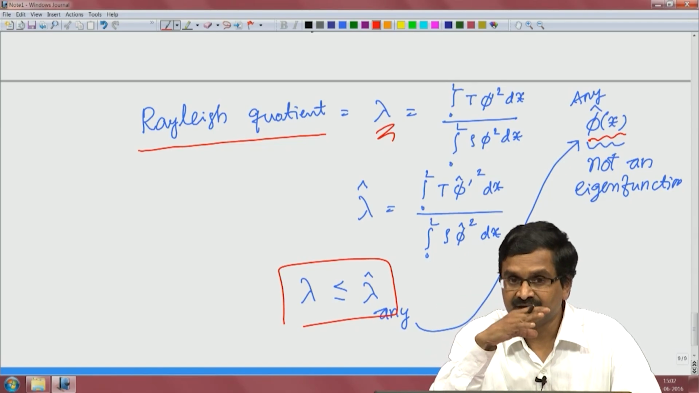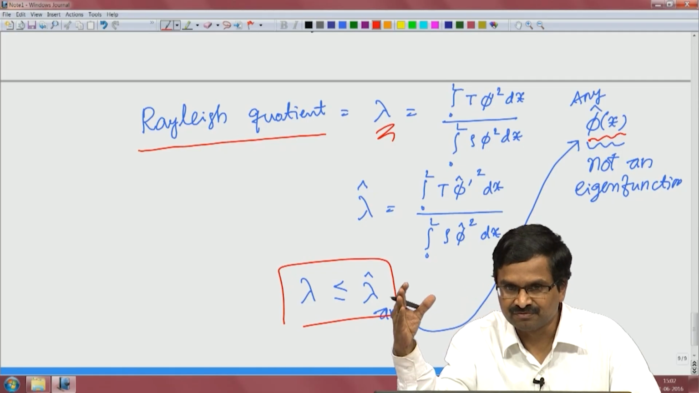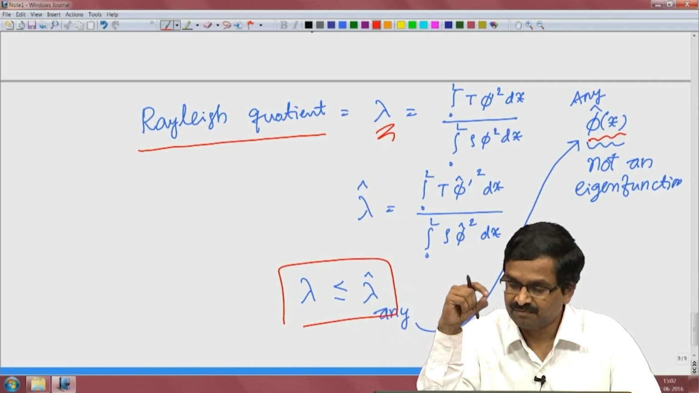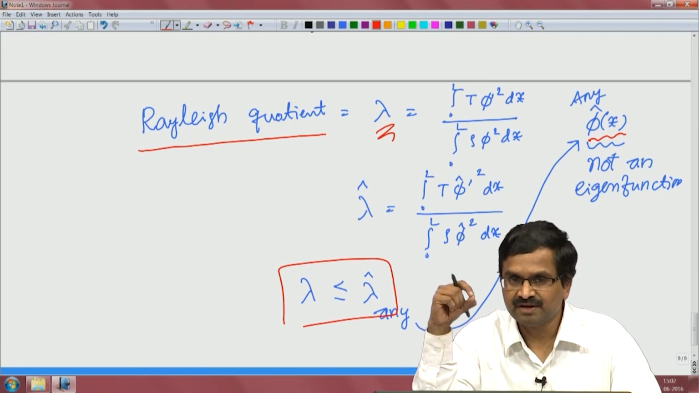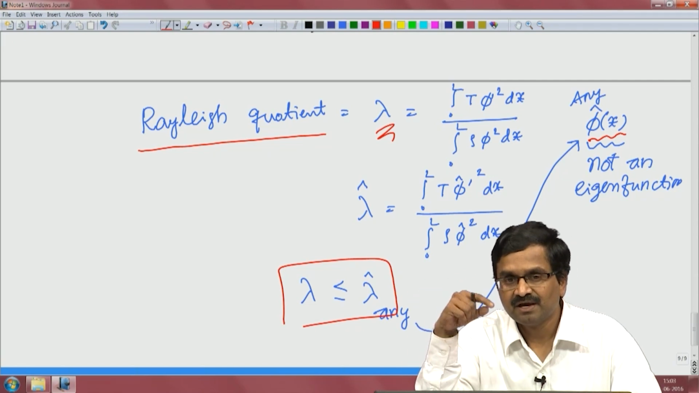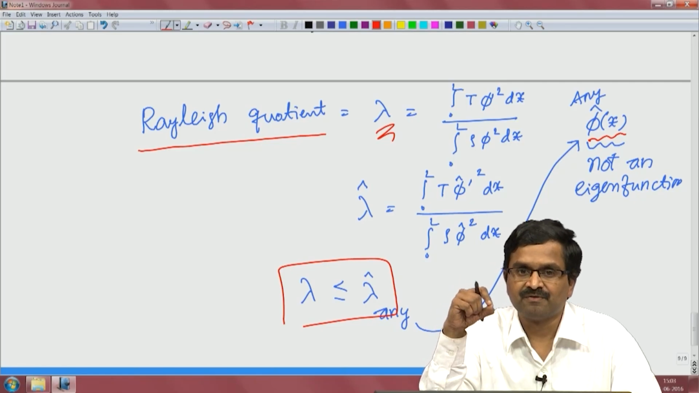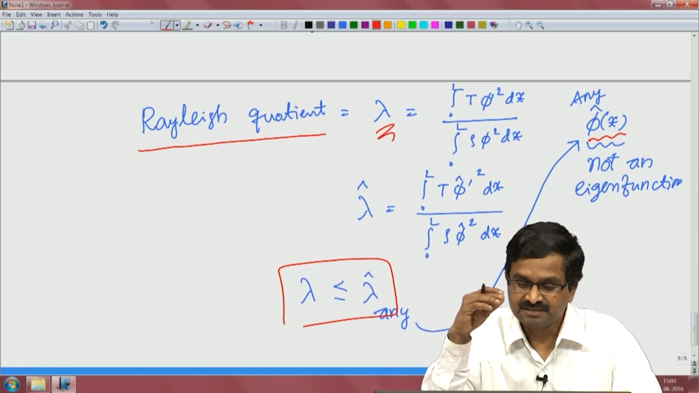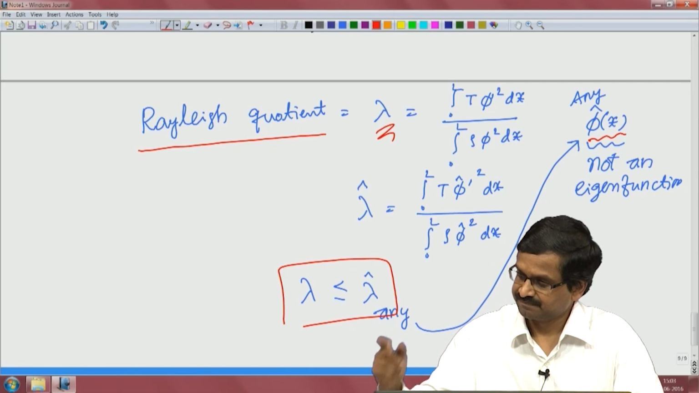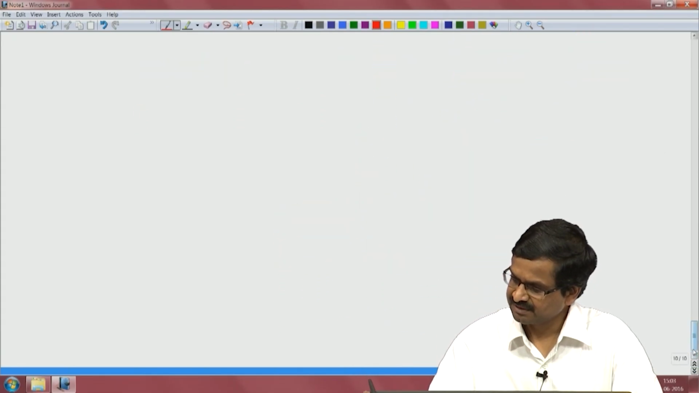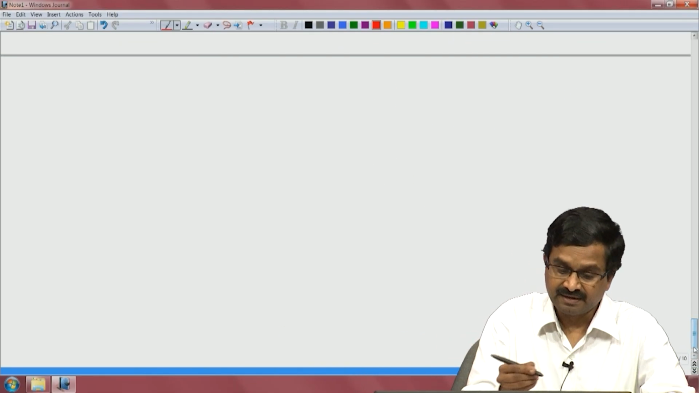Okay. If you consider the eigenfunction axis, whenever this phi becomes an eigenfunction, the corresponding lambda will be minimum, and that is the real lambda, the eigenvalue. Okay, that is the significance of the Rayleigh quotient. Now, let us pose a theorem that takes care of this.